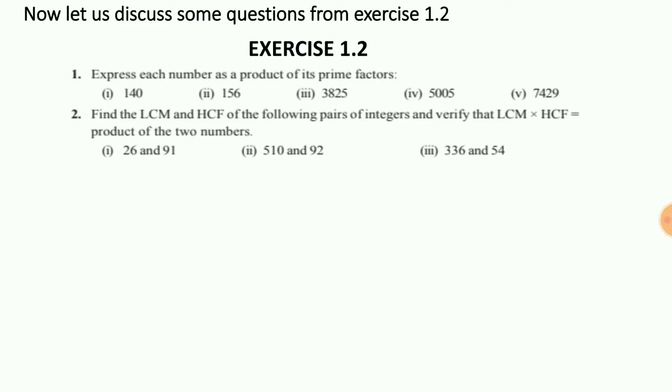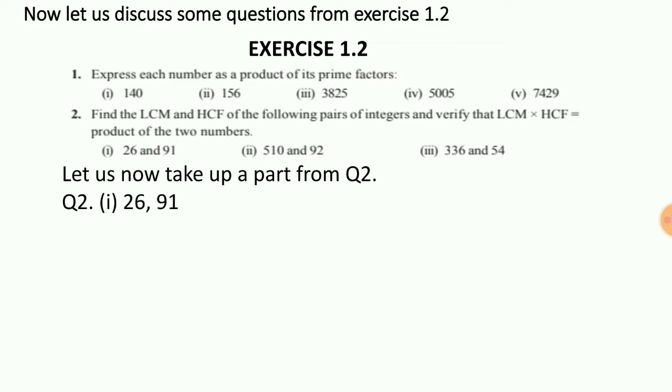Let us discuss some questions from exercise 1.2. I am taking up exercise 1.2. See the first question: express each number as a product of its prime factors. This can be done by you. The second question: find the LCM and the HCF of the following pairs of integers and verify that LCM into HCF is equal to the product of the two numbers. Now here I'll be taking up the first part. The first part is that we need to verify that the product of the HCF and the LCM of the two numbers 26 and 91 is equal to the product of the two numbers 26 and 91.